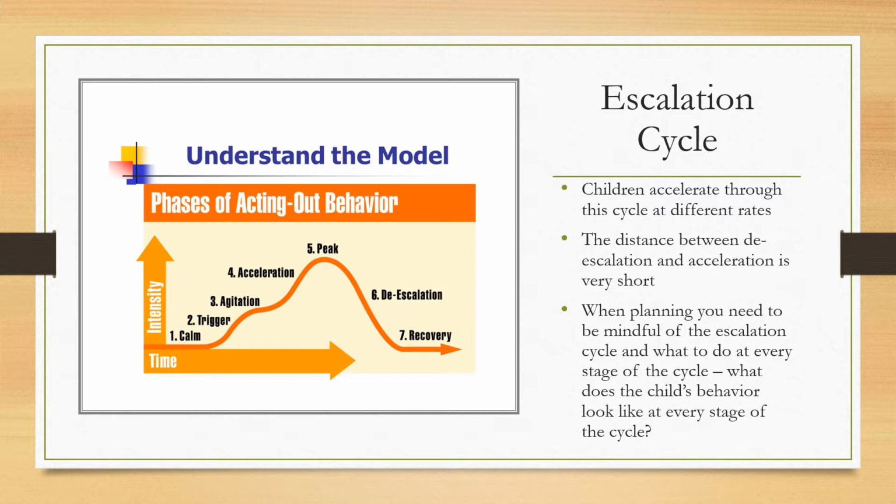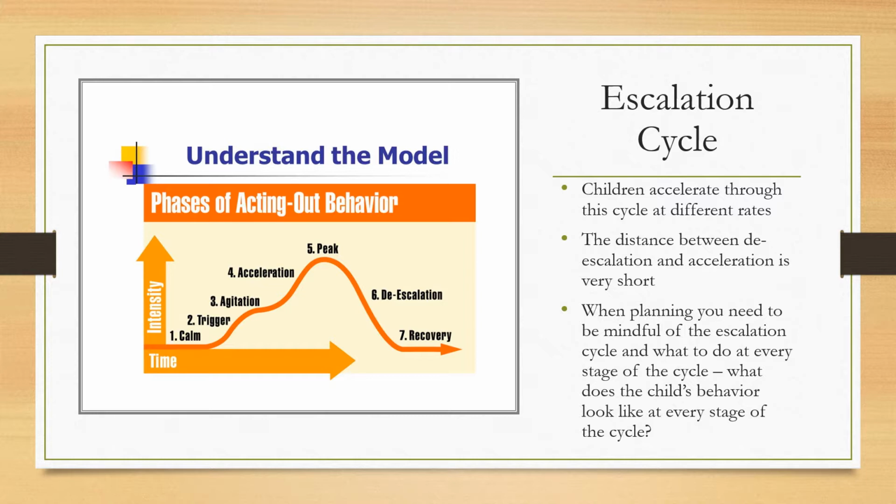What does it look like when we're really accelerating? What does their behaviour look like now? What are they doing now? What can you do at this point to stop us from moving to peak and to move back down the cycle? When their behaviour's at its peak, how long does it last usually? What do they do? What's the worst that can happen? What does it look like? And what can you do now to keep that child and other children safe?